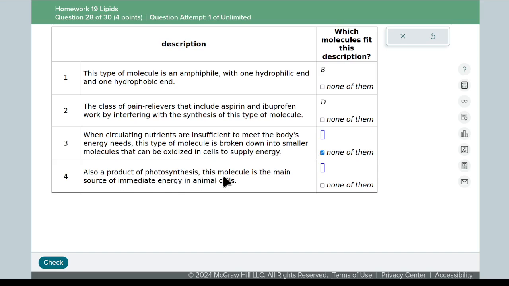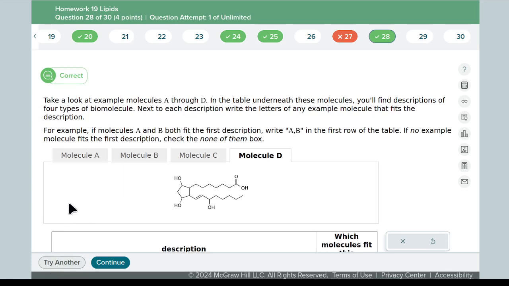Also a product of photosynthesis, this molecule is the main source of immediate energy in animals. Those are sugars, not fats, not lipids, so we're going to click none of them. And we should have this all right. Okay, we got those right. Let's look at one more, just because there's so many little tricky things they do.